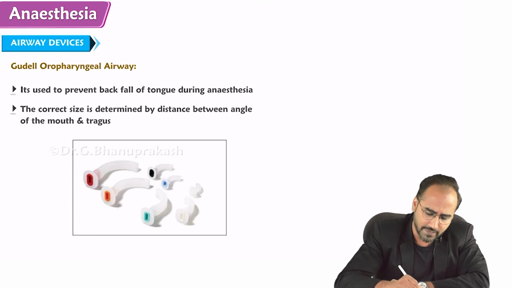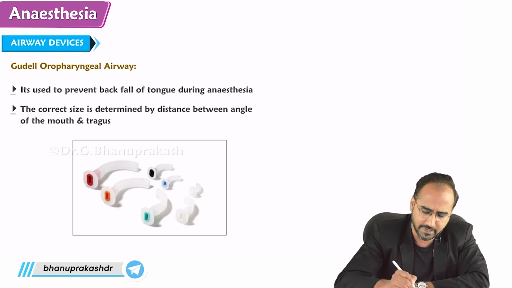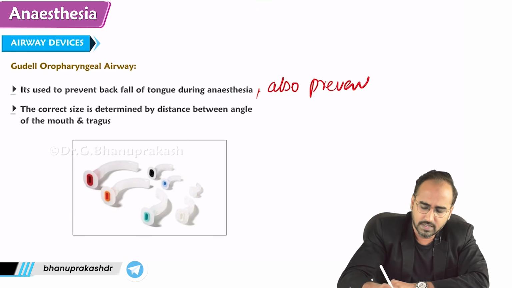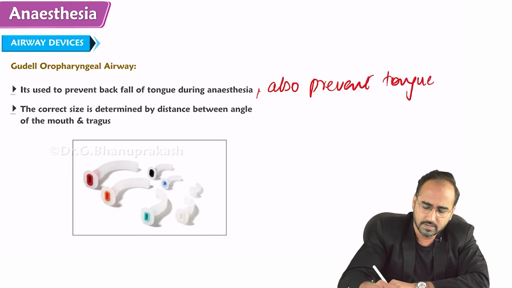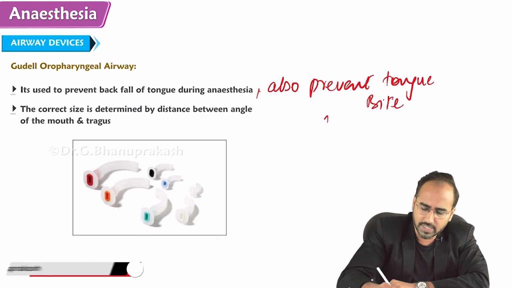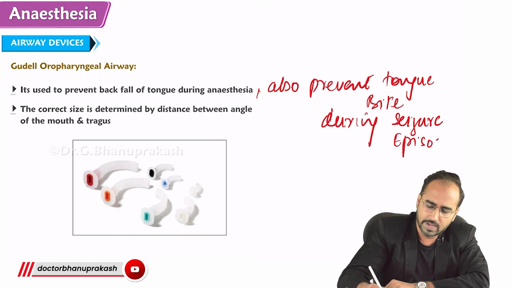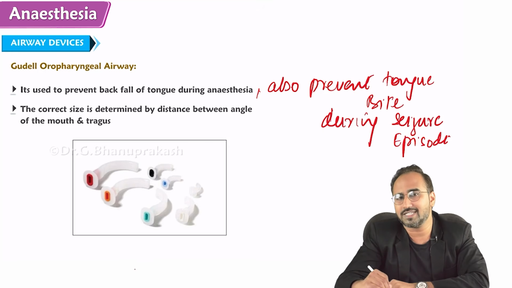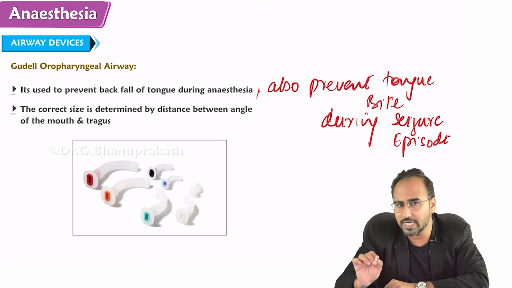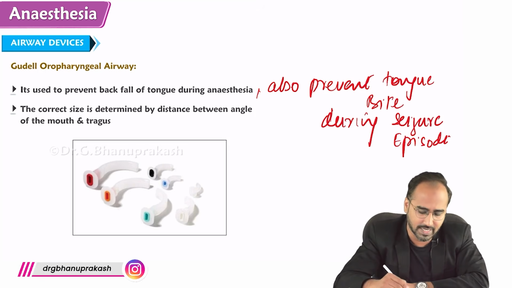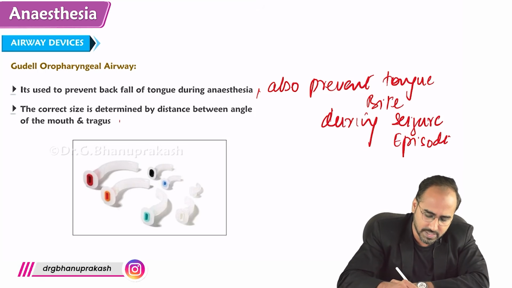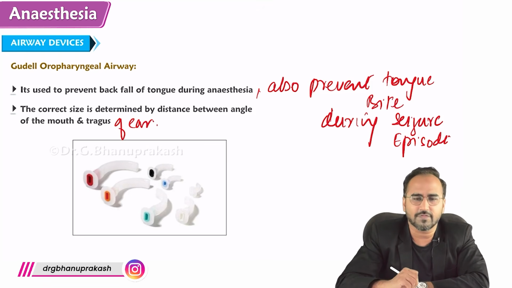So remember, guys, Guedel's Oropharyngeal Airway is used to prevent the fall of the tongue during anesthesia and also prevent tongue bite during seizure episode. How is the correct size determined? The exact size of the airway can be determined by keeping the airway between the tragus of ear and angle of mouth. Between the tragus of ear and angle of mouth.